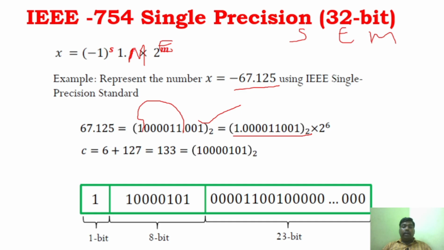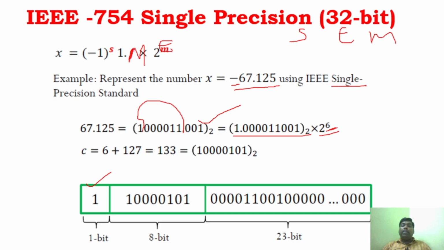So this is the number. You have moved it, so it is 2 to the power of 6. Now you know how to represent using floating point representation. Here it is a negative value, so I have to represent the sign bit as 1. And similarly, here you can see the exponent value is 6.